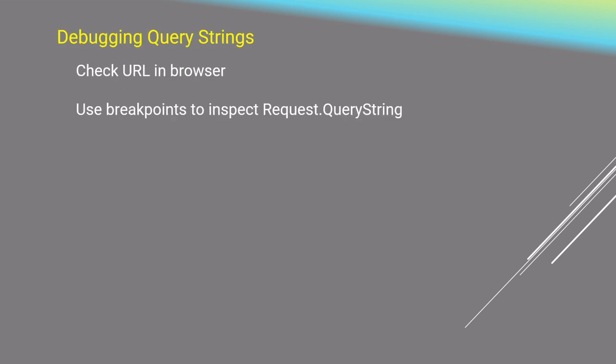When debugging, always look at the URL in the browser to confirm parameters are passed correctly. Use Visual Studio breakpoints to inspect Request.QueryString values at runtime. Many e-commerce sites use query strings to pass filters like category and page number for product listing. This allows users to bookmark or share URLs with their current view.